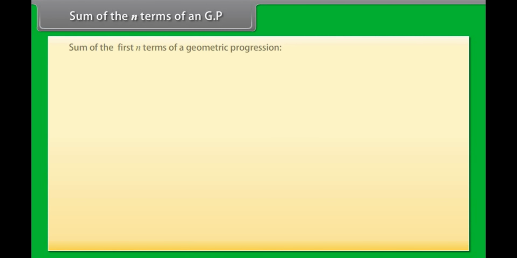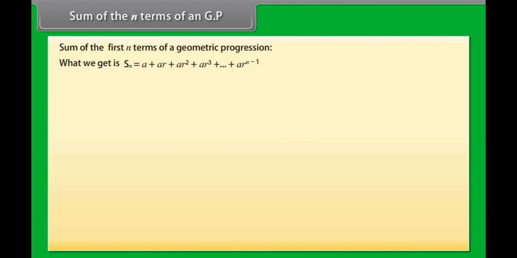Sum of the n terms of a GP. Suppose that we want to find the sum of the first n terms of a geometric progression. What we get is Sn is equal to a plus a into r plus a into r square plus a into r cube up to a into r raised to the power n minus 1, and this is called a geometric series.